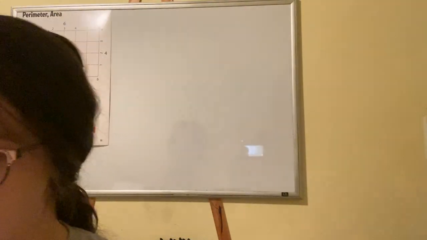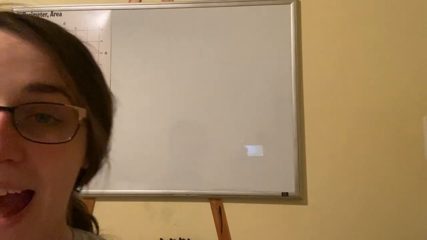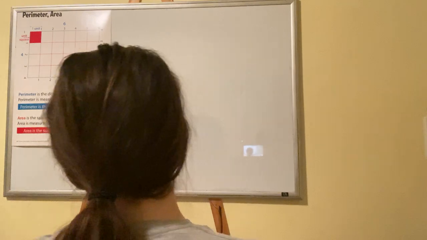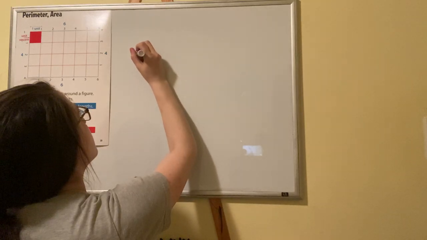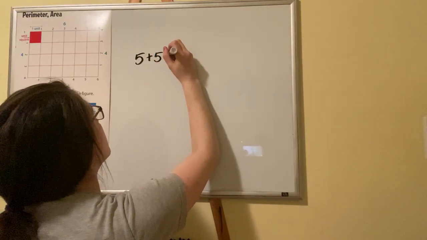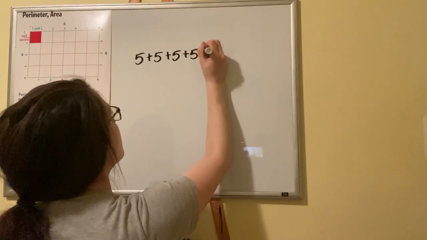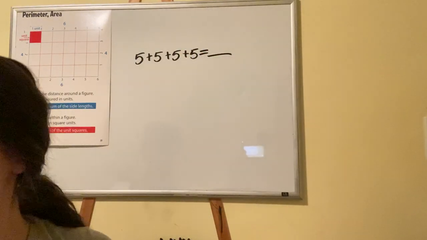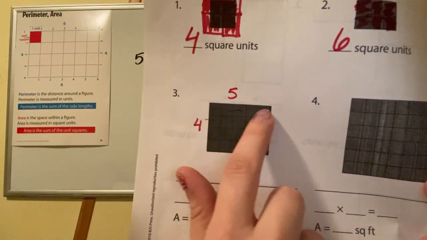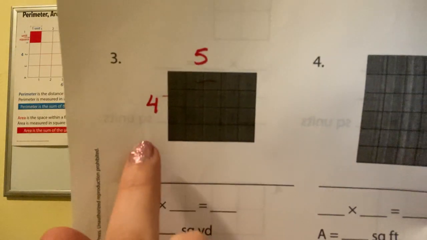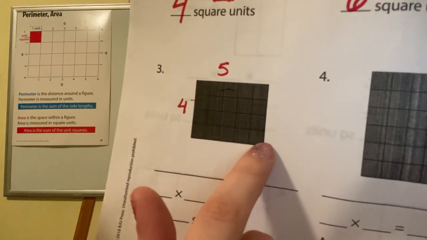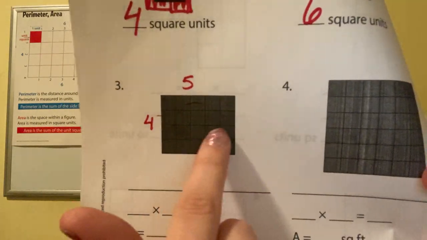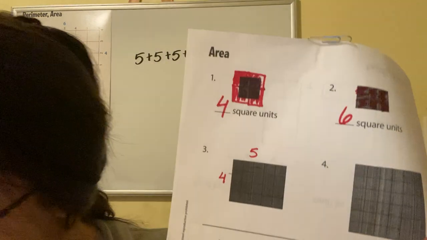Okay. You can do it by adding the squares in each row, which, if we had, we said we had 4 rows of 5, so you could have 5 plus 5 plus 5 plus 5. I know mine's really dark, guys. Sorry about that, but you've got yours in front of you too. So you could add the number in each row, 5 plus 5 plus 5 plus 5.